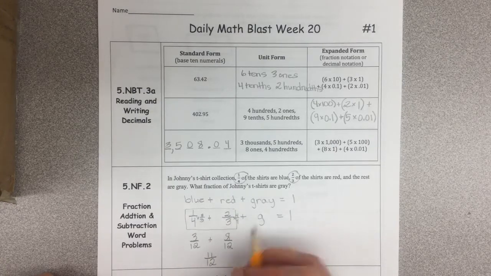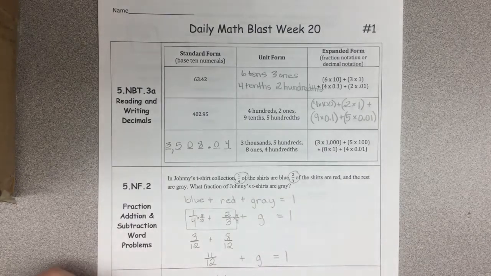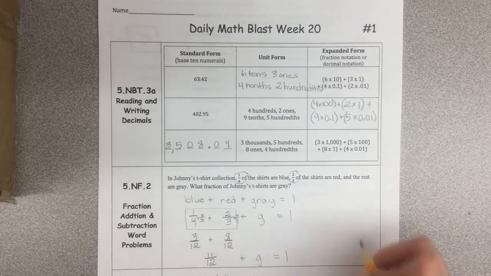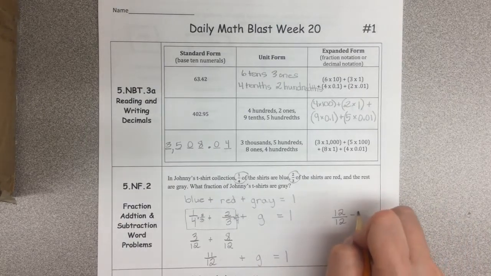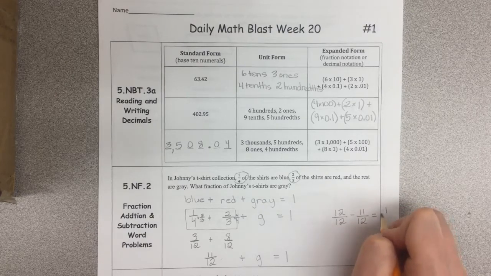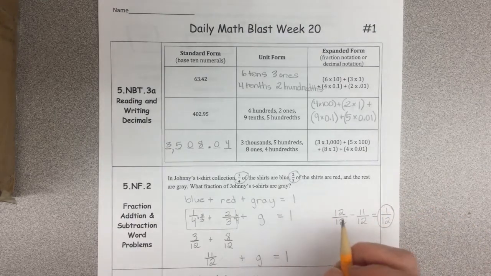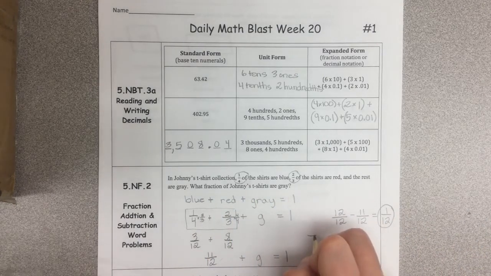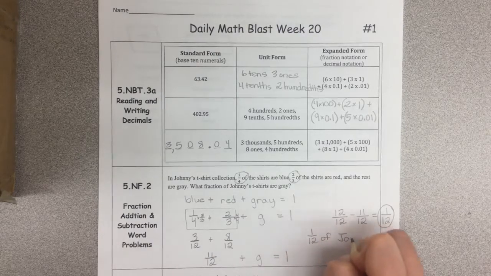Now I know that 11/12 plus my G has to be equal to that one whole collection. I know 1 can be represented as 12/12. So 12/12 minus 11/12 is equal to 1/12. So G must be 1/12. And I'm going to answer my question then. What fraction of Johnny's t-shirts are gray? 1/12 of Johnny's shirts are gray.